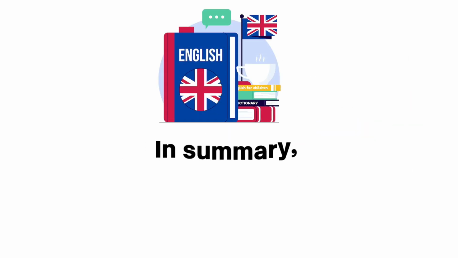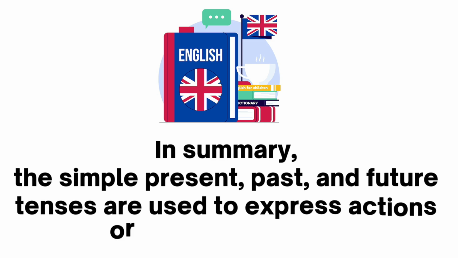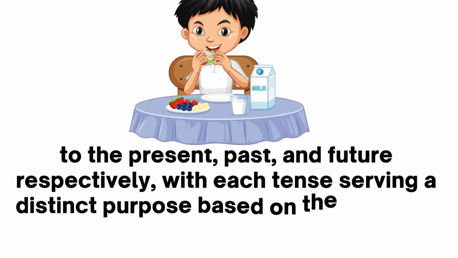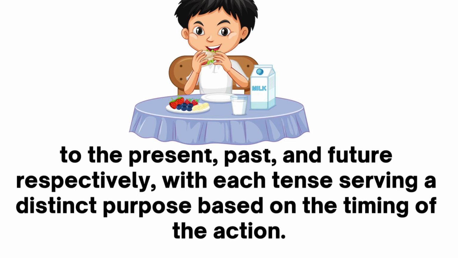The simple present, past, and future tenses are used to express actions or events in relation to the present, past, and future respectively, with each tense serving a distinct purpose based on the timing of the action.